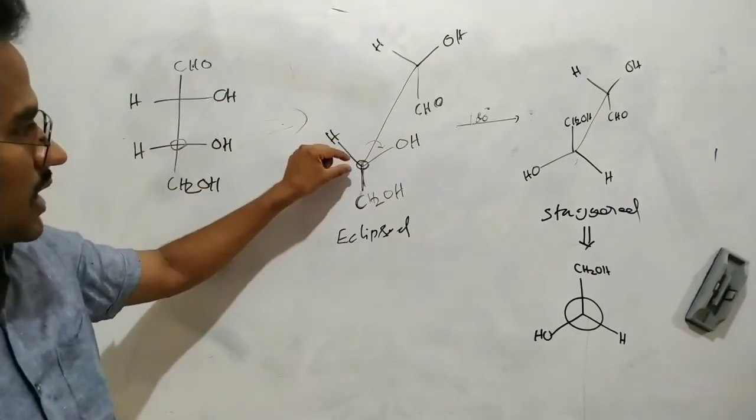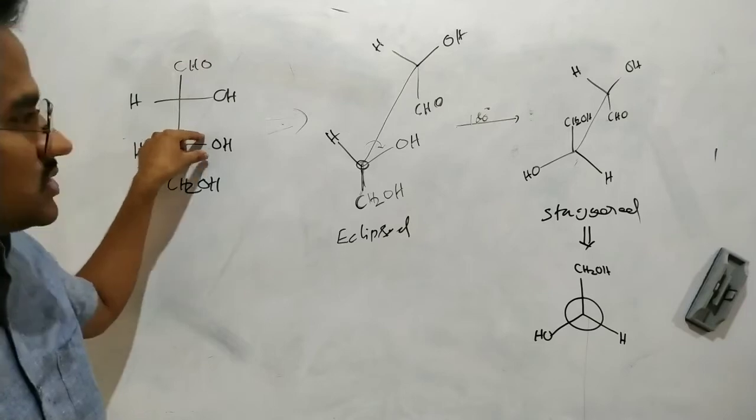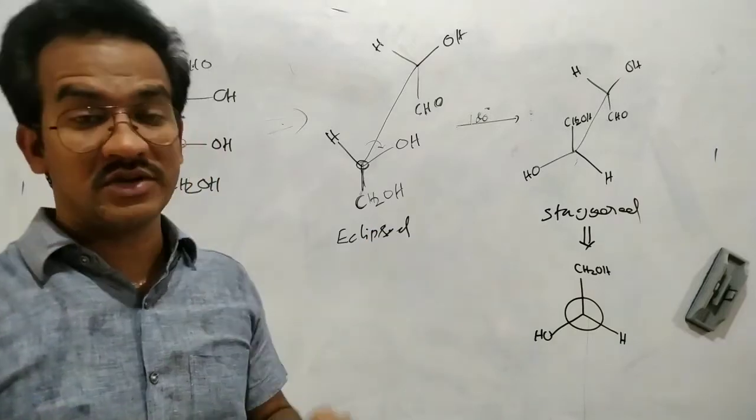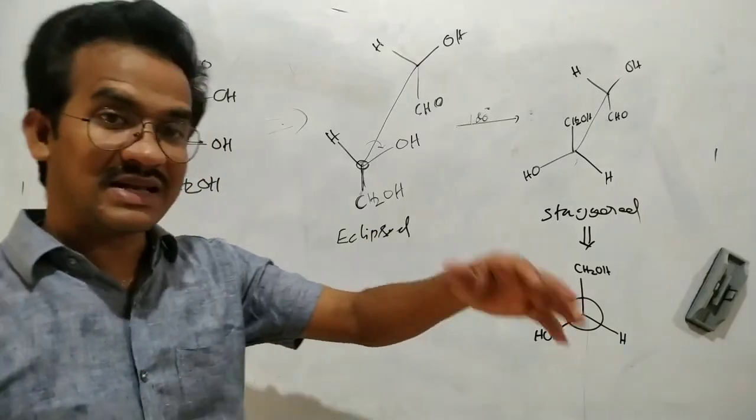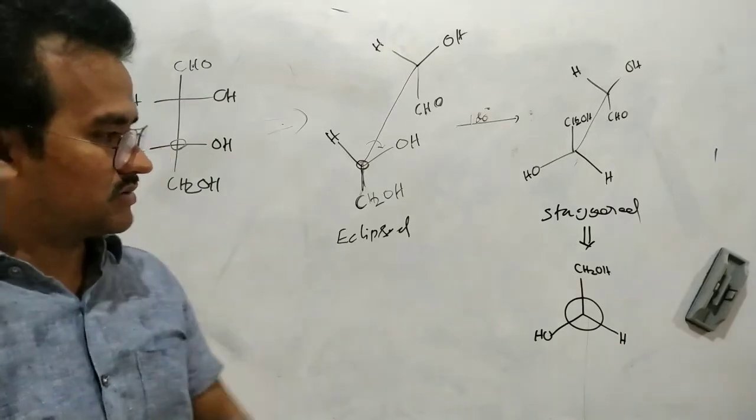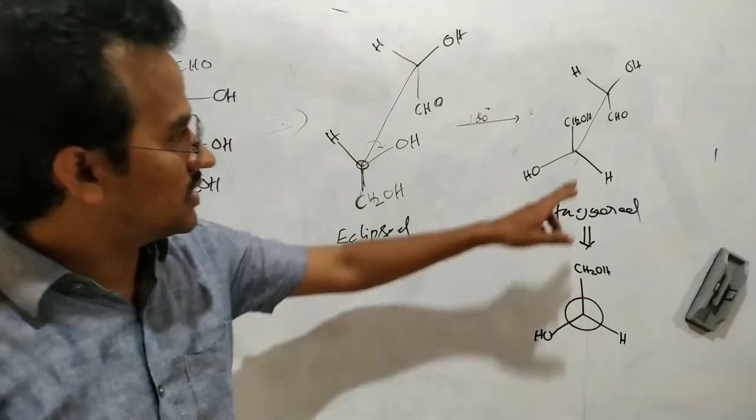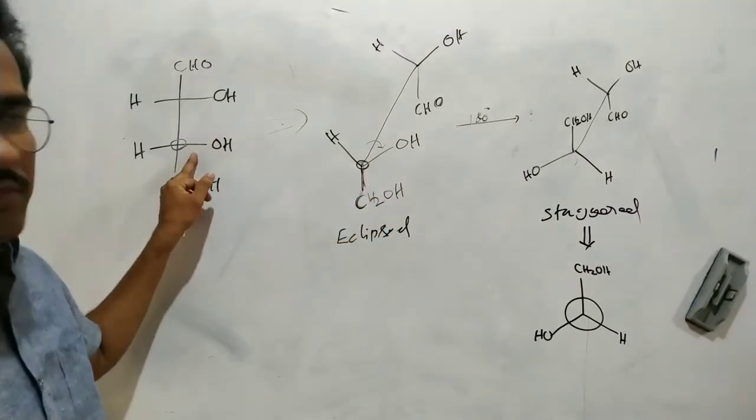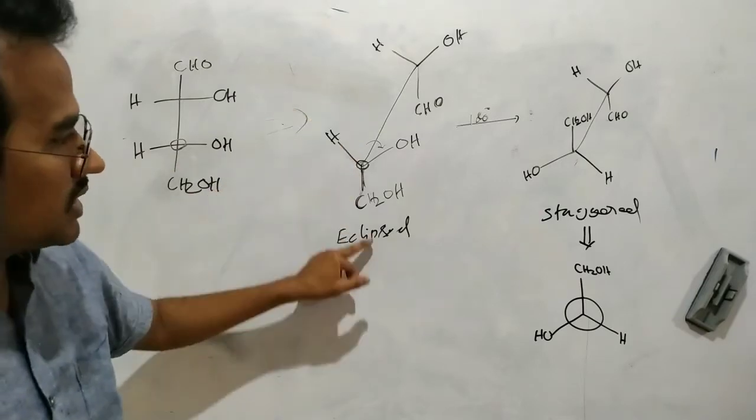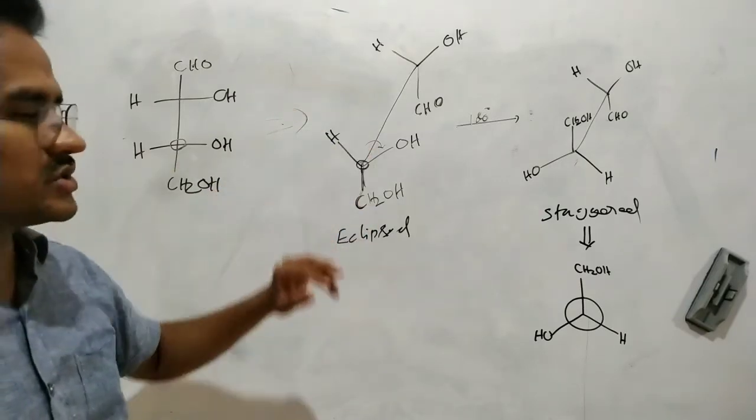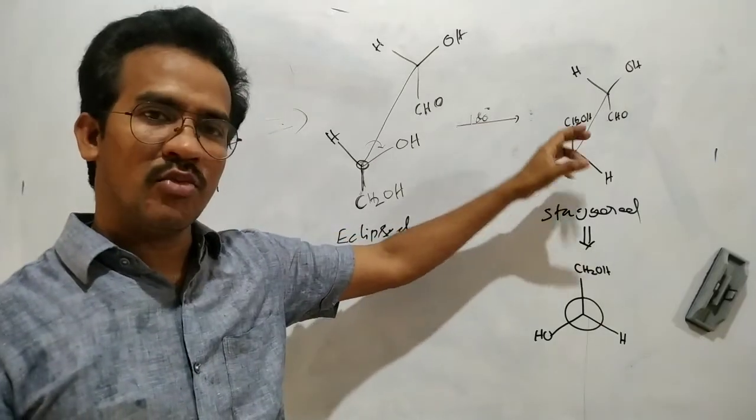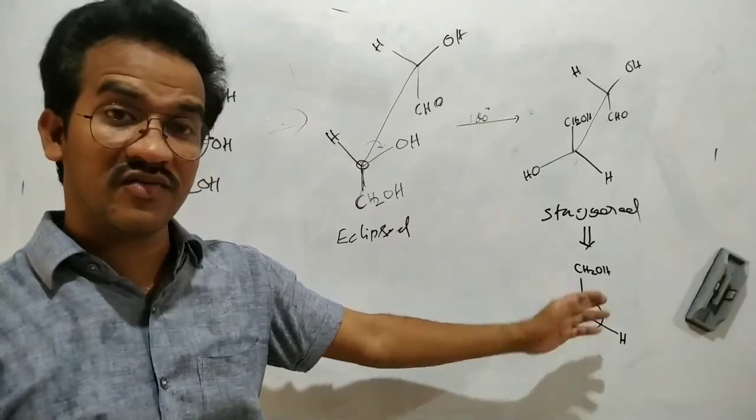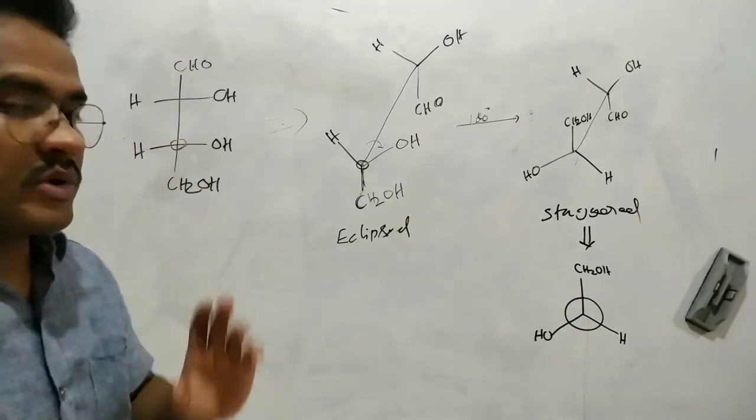Whatever the bottom carbon is in a Fischer projection or Sawhorse projection, that is the rear carbon in a Newman projection. That is the most important point. The circle is the rear carbon. This point is the front carbon. It is nothing but the bottom carbon in a Fischer projection, and the bottom carbon in an eclipsed Sawhorse representation. The bottom carbon in these conformations is, sorry, the front carbon in a Newman projection formula.